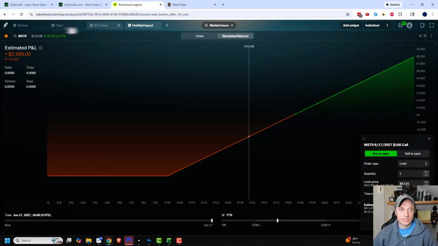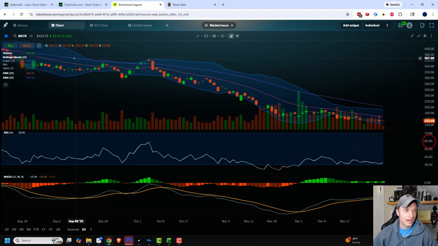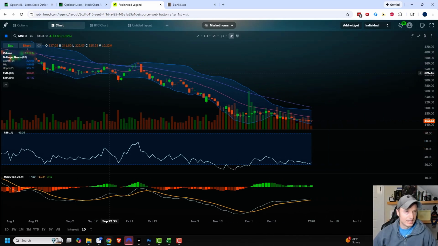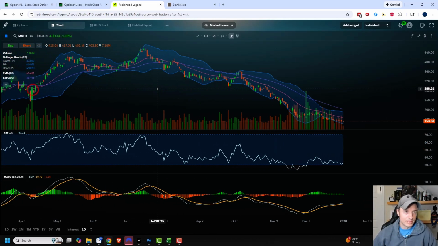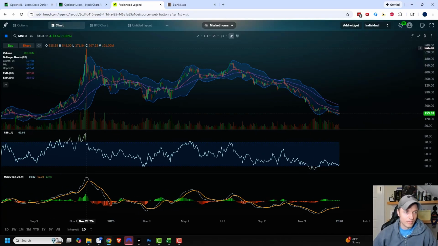Now let me go to the chart real quick and see where MicroStrategy was and where we think it might go. So looking at MicroStrategy, we'll zoom out a little bit. So right over here, we're looking at 24. We were up to about $544 per share way back here, $450 right here, and then it's just been on a constant downtrend. But it's been about 3 times higher than it currently is, sitting at 153.